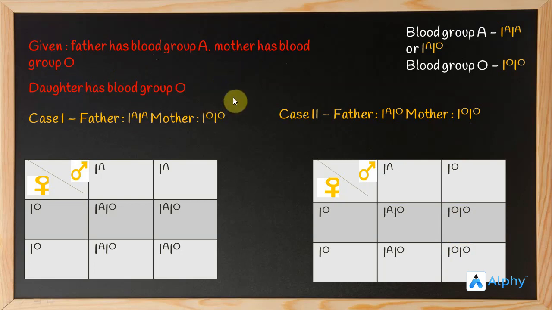We can only predict the genotype, or rather the blood group, if we were provided with this information, which means whether the father is homozygous or heterozygous, because blood group O is only formed in the case of the heterozygous condition.